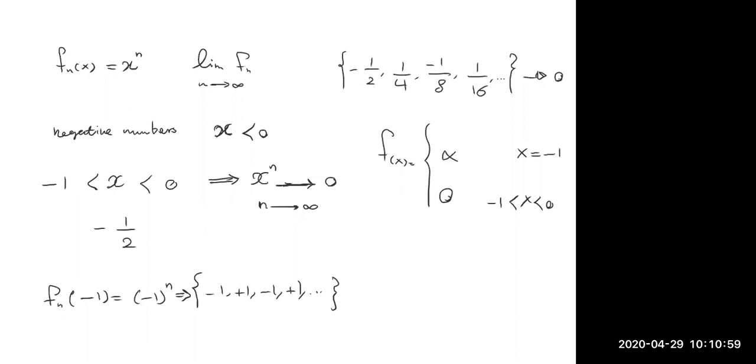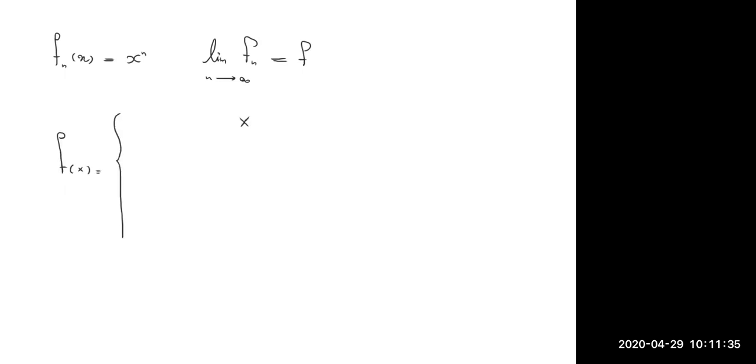It's not defined. Similarly, if x is less than -1, it would diverge. So it's not defined there. Let's give a summary of what we showed. So if we consider the sequence of functions fn of x equal x to the n, and we are looking for the limit of this sequence of functions when n goes to infinity, if we call this limit f, then f of x is equal to, where x is less than or equal to -1, not defined.